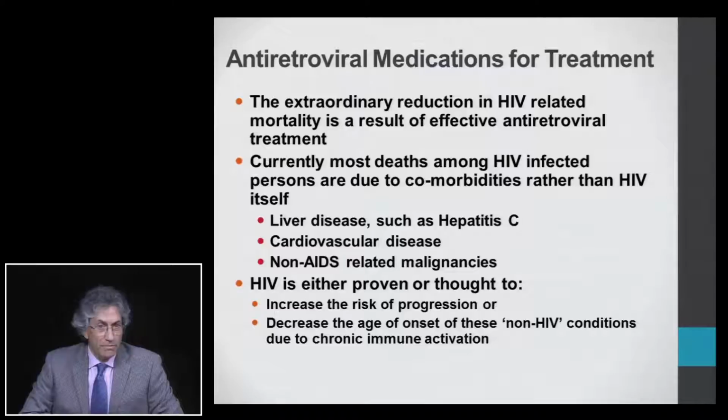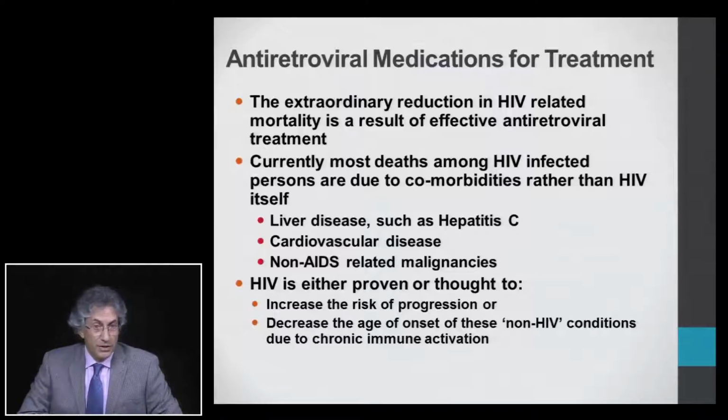HIV itself is either proven or thought to increase the risk of progression or decrease the age of onset of these non-HIV conditions. For example, liver disease from Hep C progresses faster in people with HIV than people without HIV. It's thought that cardiovascular events and non-AIDS-related malignancies are occurring perhaps 10 years earlier than they would in the general population among people with HIV infection. And it is thought that the chronic immune activation occurring in people with HIV is part of the cause of this early onset of non-HIV specific diseases that still impact morbidity and mortality.